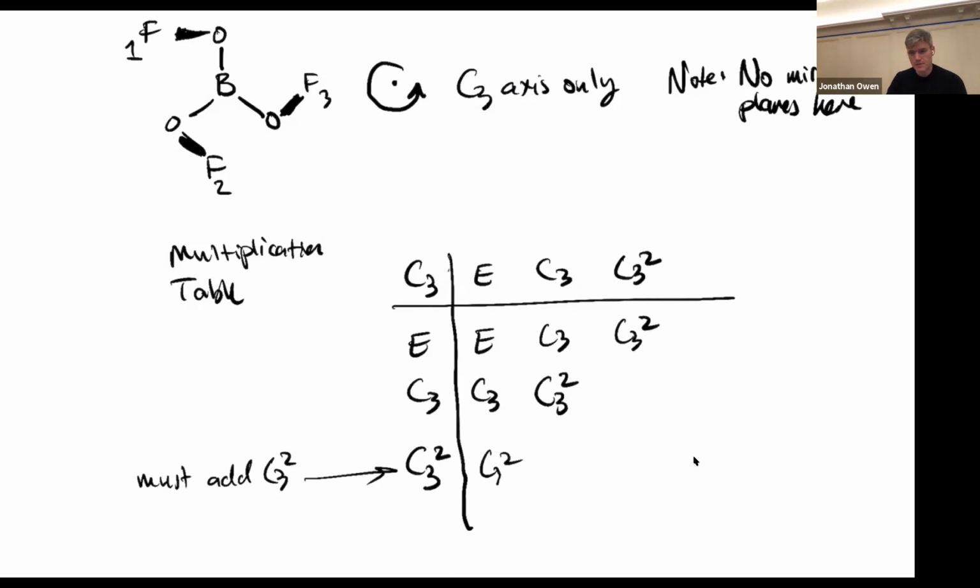C3 twice times C3. That's just like doing 3 C3s in a row. That gives you back the identity operation. Same if you do it in the other order. What if you do C3 twice? We're going to send fluorine 1 here, and then we're going to send it all the way over here. We do C3 twice. That's equivalent to just doing a C3.